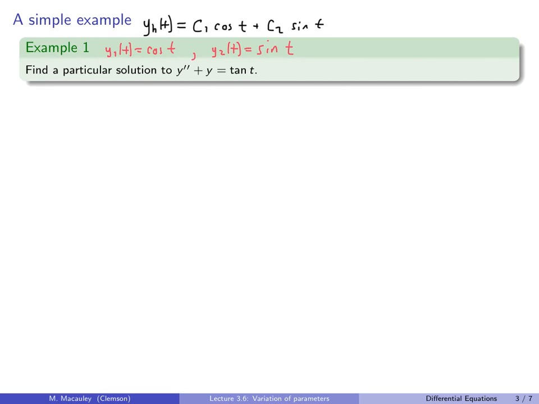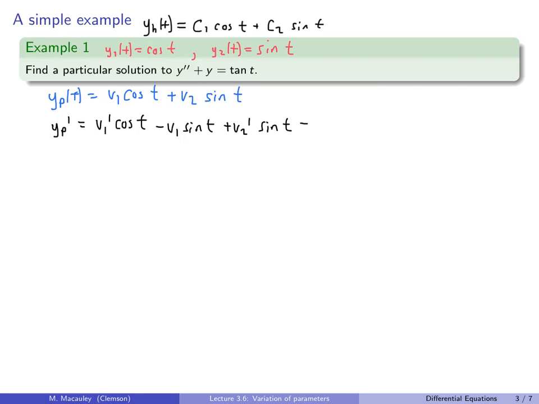Okay, so the first step, of course, is to assume that there is a particular solution, yp of t, of the form v1 cosine of t plus v2 sine of t. Okay, now let's take derivatives of this. So yp prime is going to be v1 prime cosine of t minus v1 sine of t plus v2 prime sine of t plus v2 cosine of t.